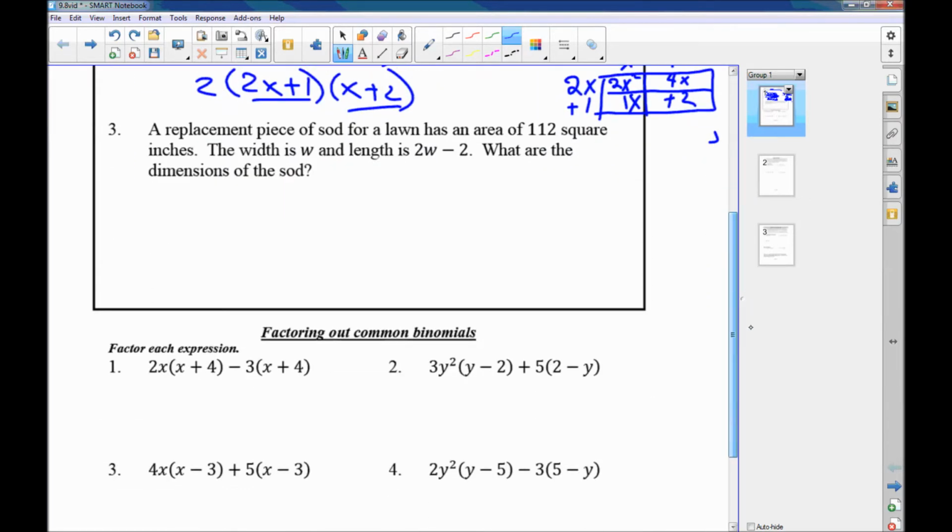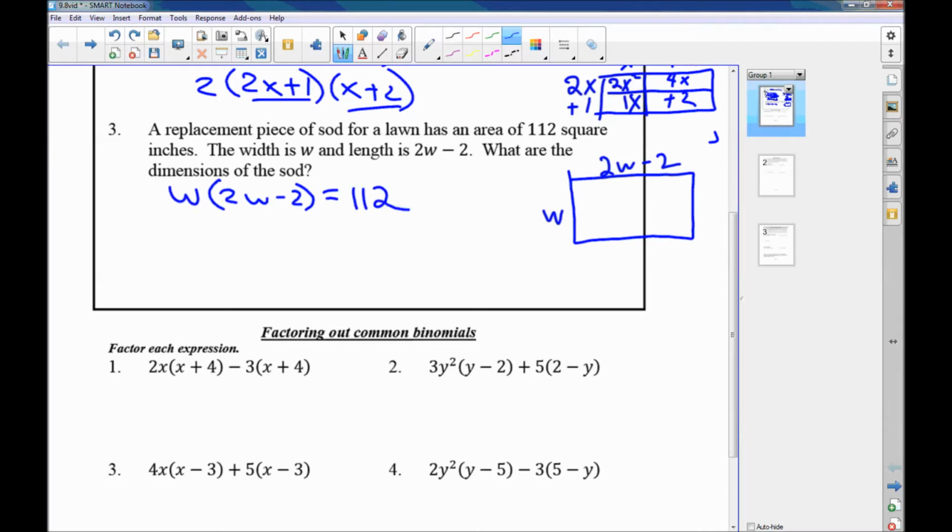A replacement piece of sod for a lawn has an area of 112 square inches. The width is W and the length is 2W minus 2. What are the dimensions of the sod? Okay. So a piece of sod always comes in a big rectangle. So the width is W and the length is 2W minus 2. And we know the total area is 112. So if I multiply the length and the width together, I should get 112.